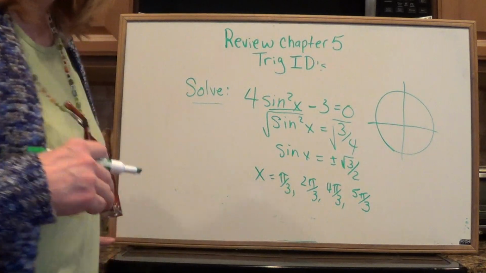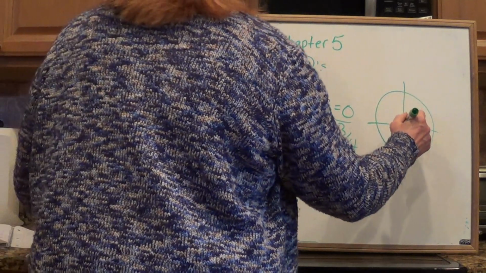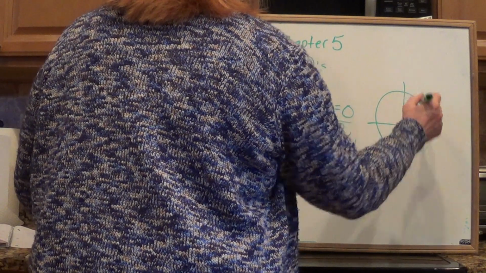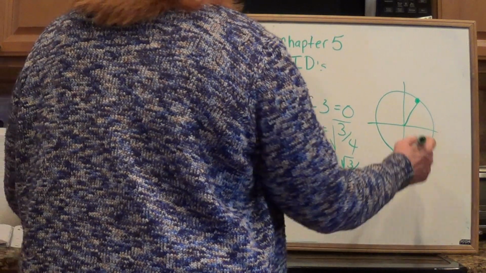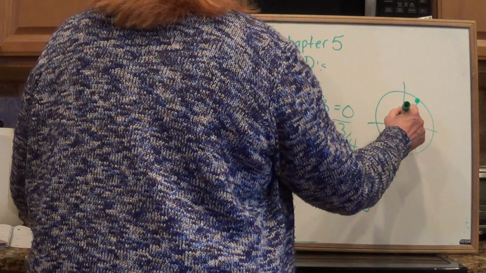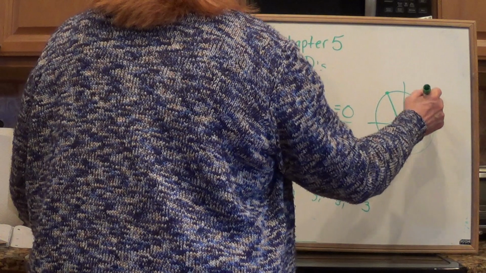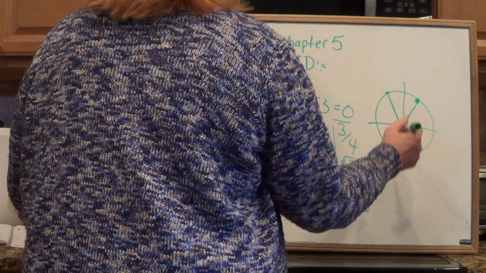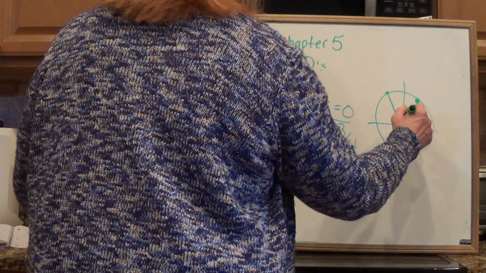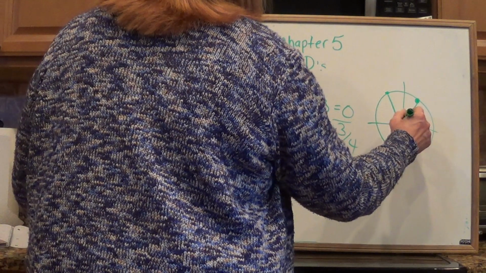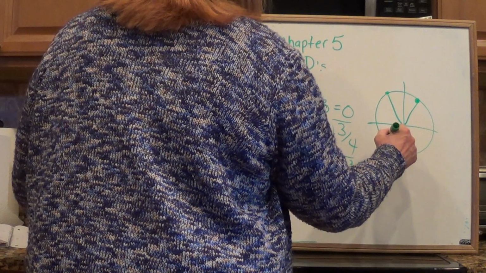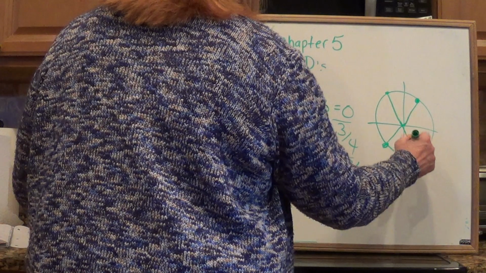Is that showing up? Yep. So pi over 3 is right here, about there. 2 pi over 3 is here. 4 pi over 3 is here. And 5 pi over 3 is here.